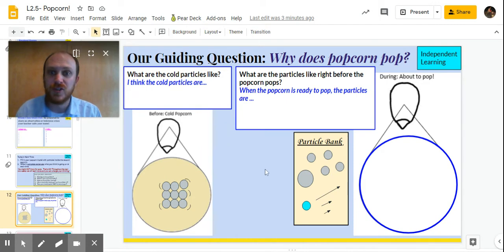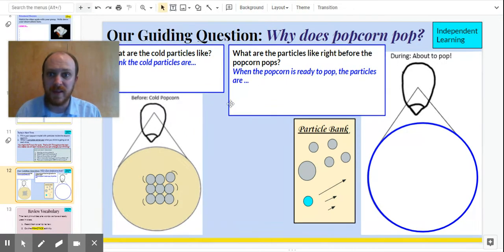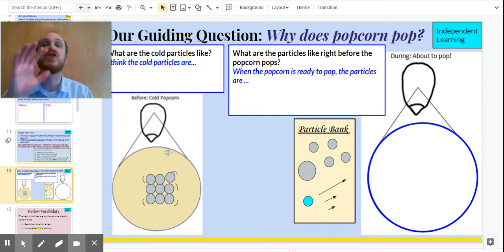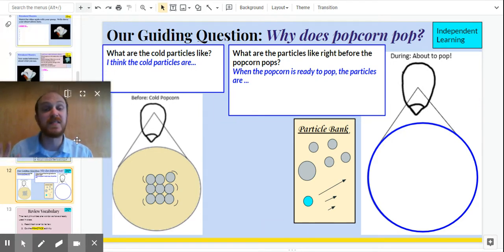Here we go. So what we have here is a before and an after. Okay, I'm giving you the before. Don't change this. I'm telling you that these are what the particles look like before. This is based off of what we talked about for our do now. A lot of you told me we think it's solid particles because we can bite into popcorn and it hurts our teeth. So they're solid. So this is what solid particles look like. They're close together. They're vibrating in place.